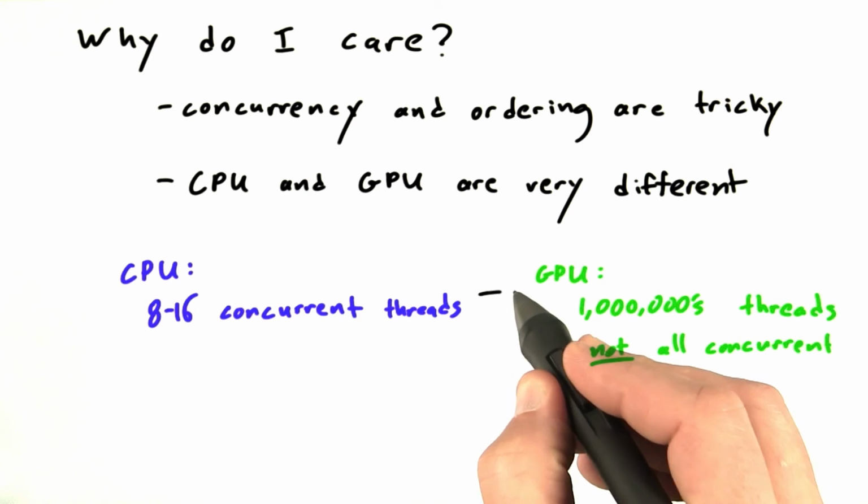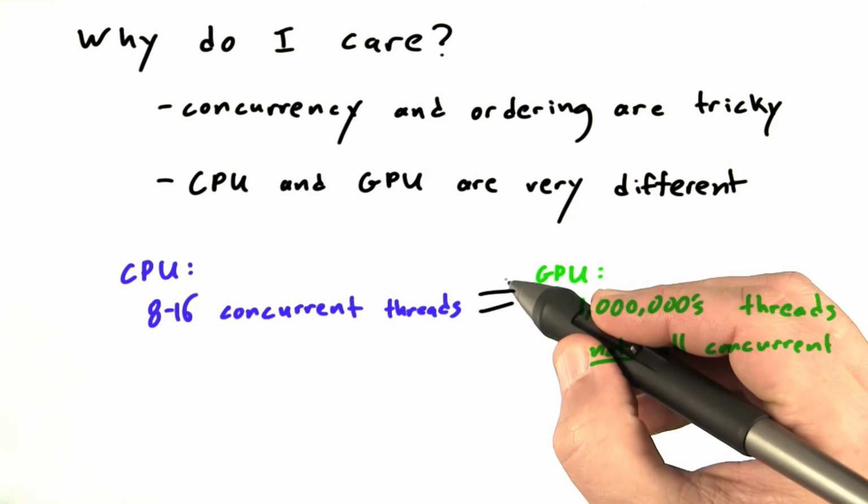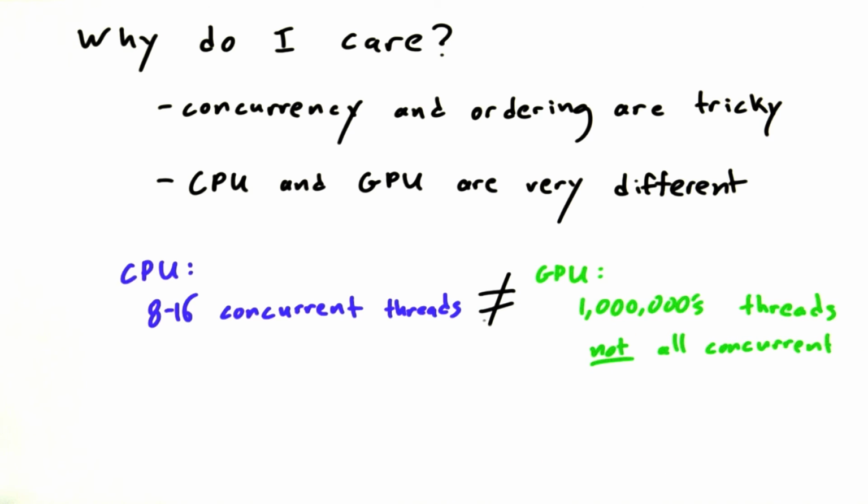So if you're used to doing parallel programming on a CPU, it's important to remember that it's not the same as doing parallel programming on a GPU. You're really operating in different regimes here.